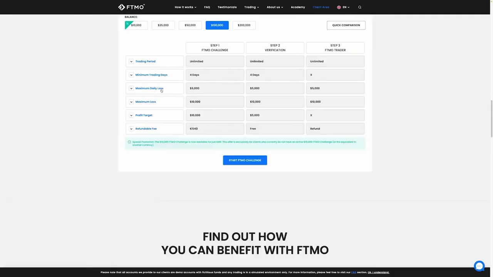Okay, so that's the maximum daily loss rule. That is why inside the capital management module, I ask you guys to risk 0.5%. When you risk 0.5%, it's much easier for you to actually pass this challenge compared to risking 1%, because you have more room to play with, you have more buffer.